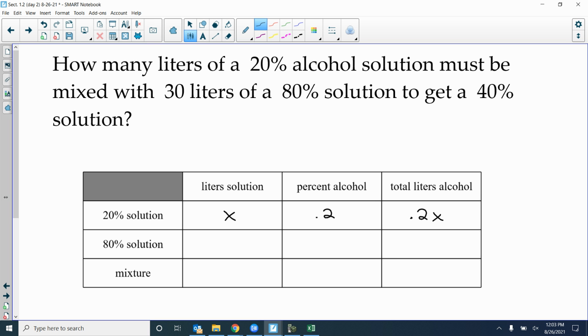Our 80% solution, well, how many liters are they giving us? They're giving us 30. So that's got to be 30. Percent alcohol is given. It is 80%, which we write as 0.8. The total liters of alcohol will be 0.8 times 30, which is 24. If you write that, that's fine. But I'm just going to put 0.8 times 30. Now we add those two together to get our mixture. If I take X amount of 20% and 30 liters of 80%, how do I represent that under the mixture? You're not going to give me a number, you're just going to give me an expression. It's going to be X plus 30.